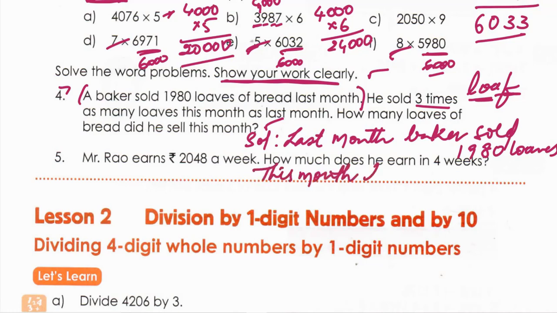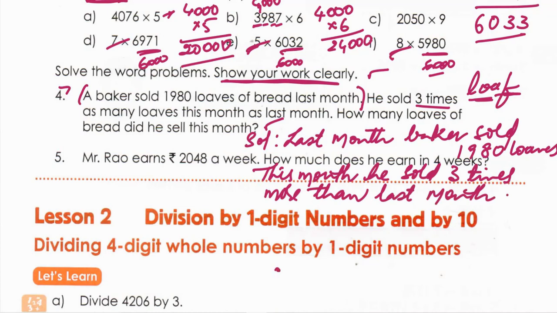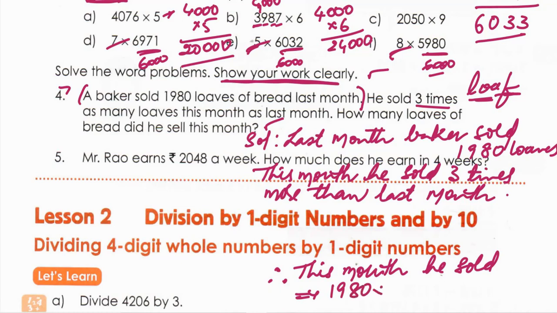This month he sold 3 times more than last month. Therefore, this month he sold is equal to how much? 1980 into 3 is given here, 3 times. This is a key word, as I told you. Times, for example, you have to tell in the tables also, right?